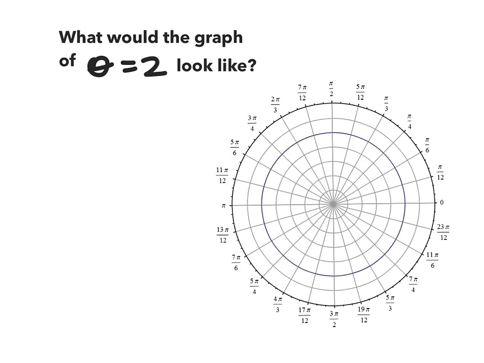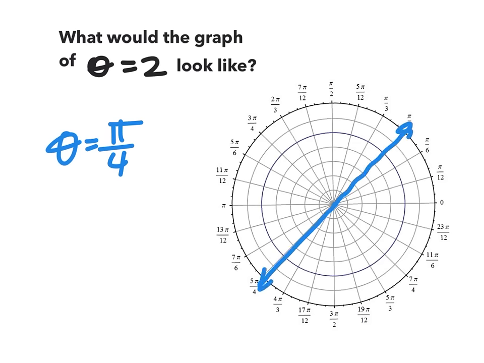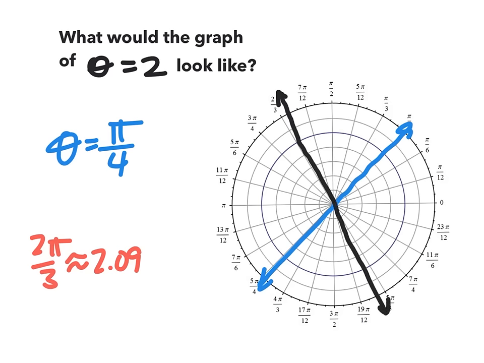Alright, what would the graph of theta equals 2 look like? It may actually be easier for us to first think, what would the graph of theta equals pi over 4 look like? Notice that this doesn't have anything to do with any radius, just theta is always pi over 4, either in a positive direction or a negative direction. So theta equals 2, well, 2 pi over 3 is about 2.09. So 2 would just be just under that. So theta equals 2 would look something like that.